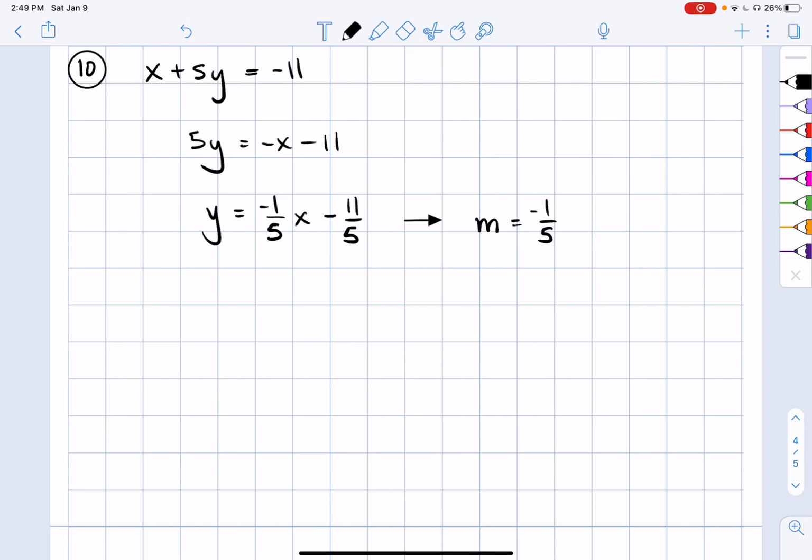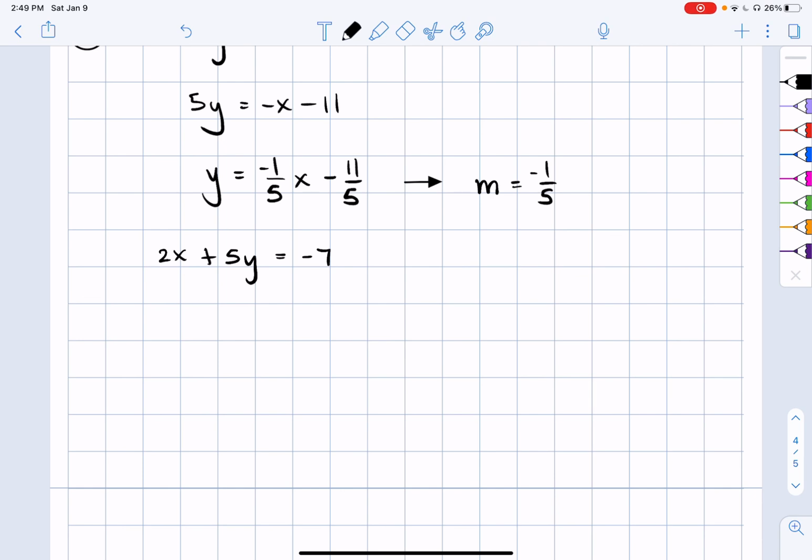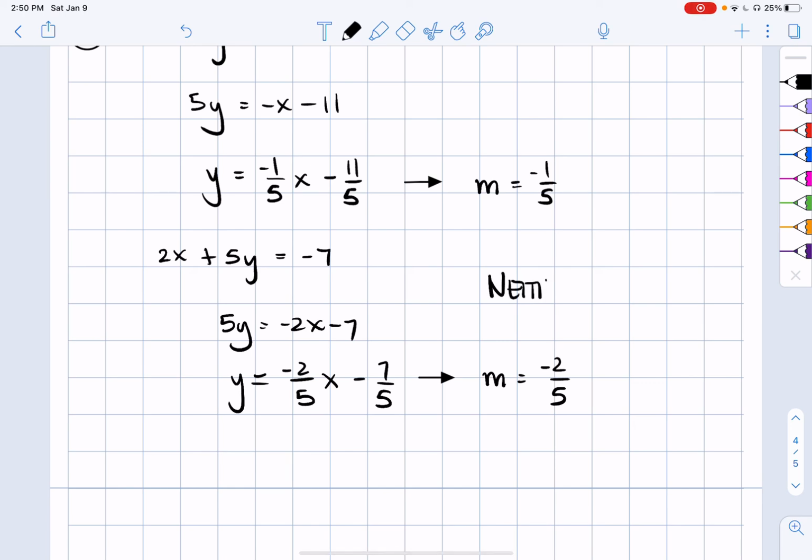All right, so I want to take the second equation, 2x plus 5y equals negative 7. Okay, so same thing, subtract the 2x over, divide everything by 5. So it's negative 2 over 5x minus 7 over 5. So let's see here. My slope is negative 2/5. Okay, they're not the same. Can I flip and negate the negative 1/5 to make negative 2/5? No. So therefore, this would be a neither. And neither is choice C.